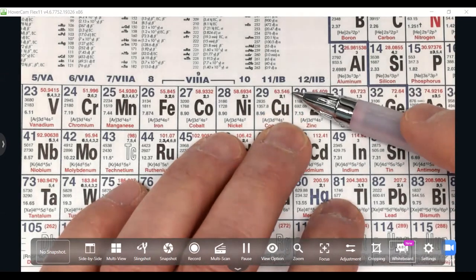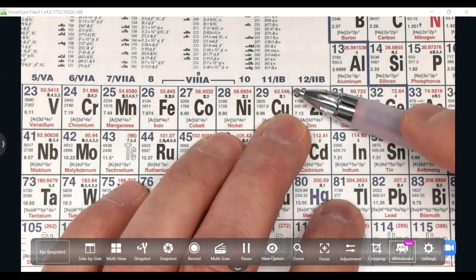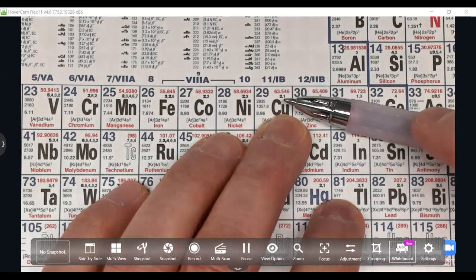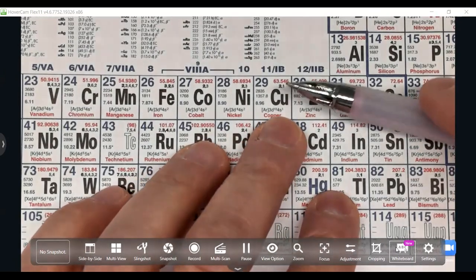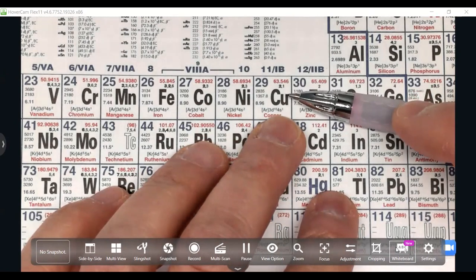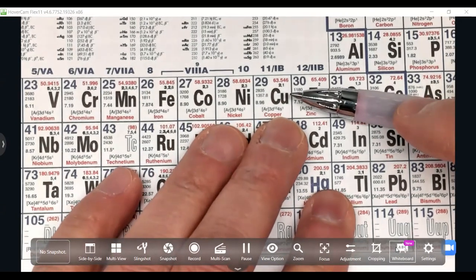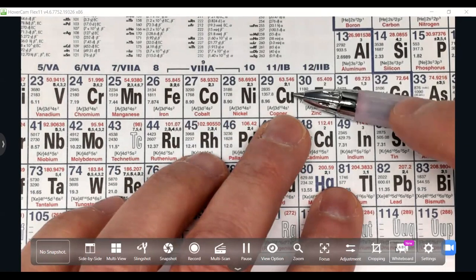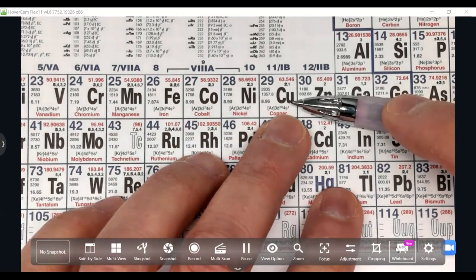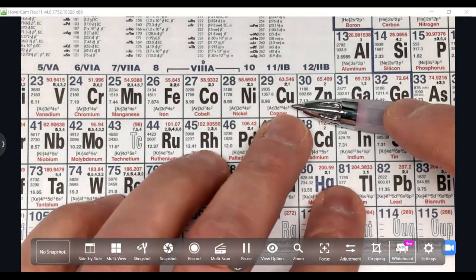Remember, this is the mass of a single atom in atomic mass units. An atomic mass unit is like 1.66 times 10 to the minus 24 grams. You are not going to go to the balances in the lab and weigh out a copper atom, right? But if you have a mole of copper, it's 63.546 grams. And how many atoms are in a mole? Avogadro's number, 6.022 times 10 to the 23rd, right?